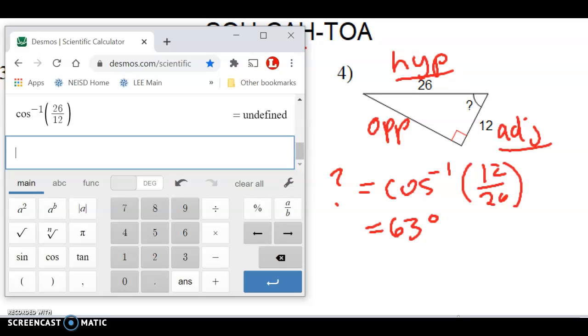Okay. Hope this clears this up. Please go ahead and let's work on the material today. And good luck.